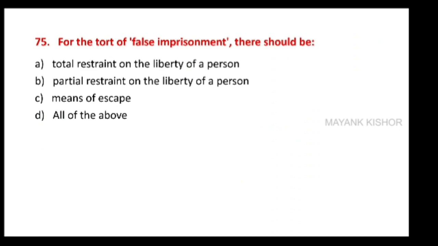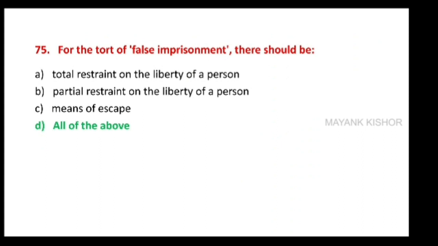For the tort of false imprisonment, there should be option A, total restraint on the liberty of a person. Option B, partial restraint on the liberty of a person. Option C, means of escape. And option D, all of the above. And the correct answer is option D, all of the above.